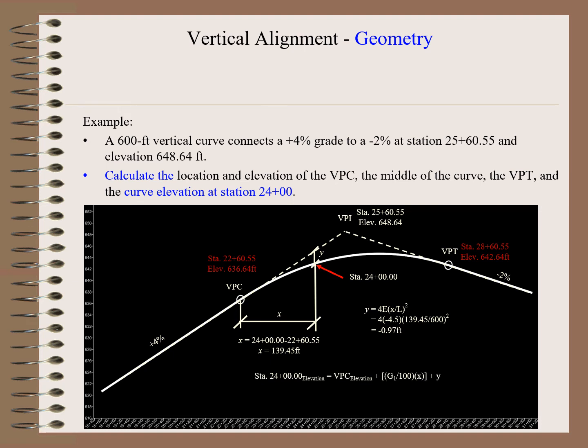Now to calculate the elevation at station 24 plus 00, we take the VPC elevation and we add in G1 over 100 times X plus the Y value. When we do that, we get the following values and we get the following elevation. The elevation at 24 plus naught is 641.24 feet.